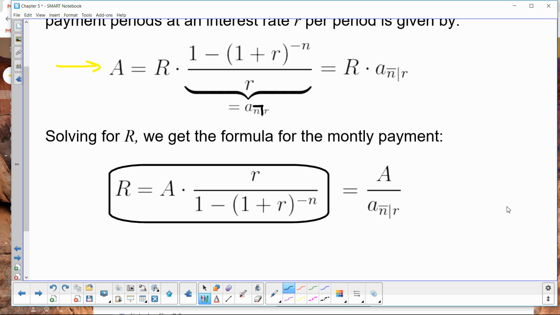So A equals that. If I want to solve for R, I divide by this. And so this equals R. Another formula for that. We're going to use more of just this. Now you're going to have these formulas. The question is, you've got to know how to use them.